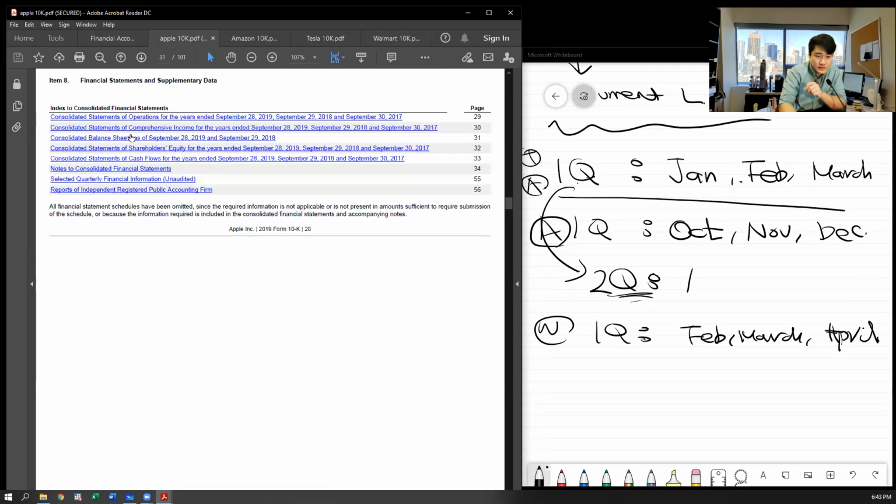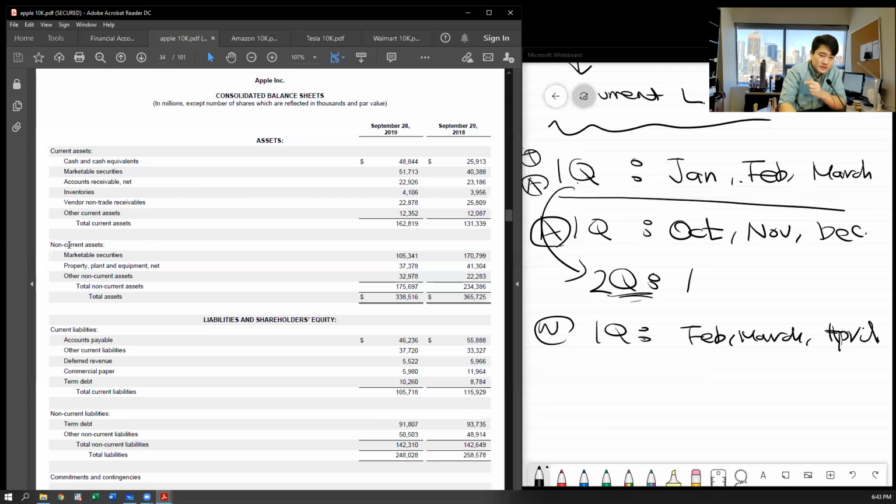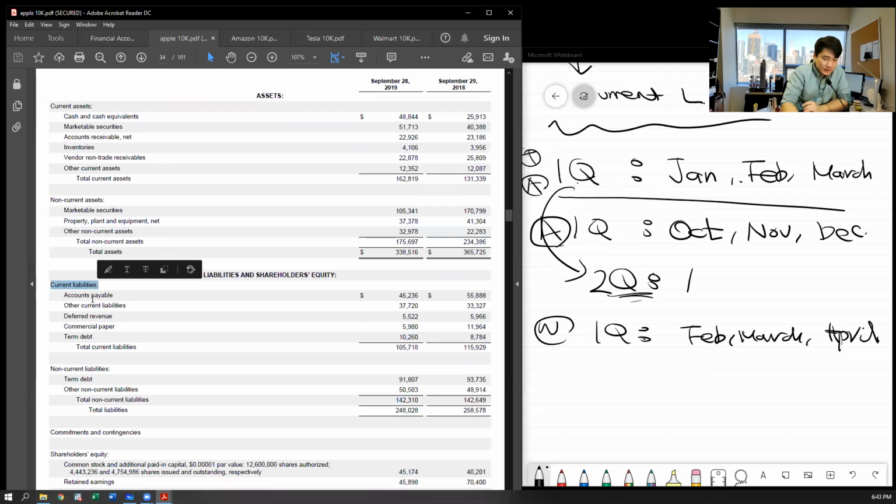Item 8, balance sheet. So for Apple, under current liabilities, they have accounts payable, which we're very familiar with, and other current liabilities, deferred revenue. We also talked about this. Then commercial paper. We haven't really talked about commercial paper.